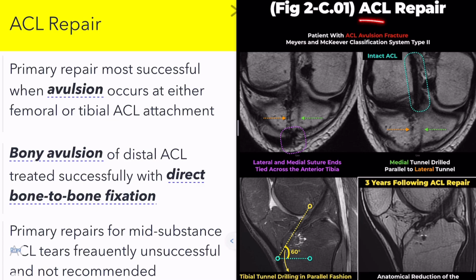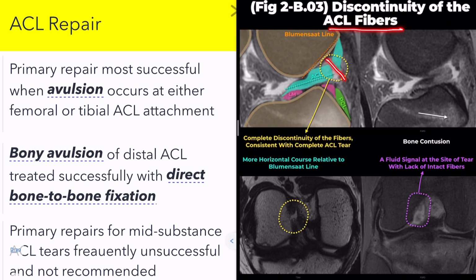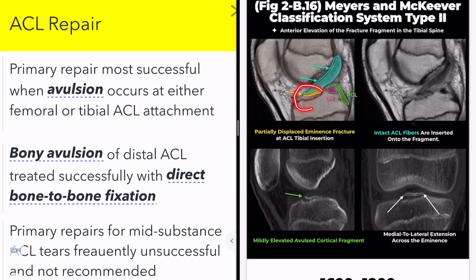Today, we will delve into ACL repairs. Complete tears involving the substance of the ACL rarely heal, making ACL reconstruction the gold standard of treatment. However, the ACL itself is intact in the case of this patient, who has a tibial eminence avulsion fracture.